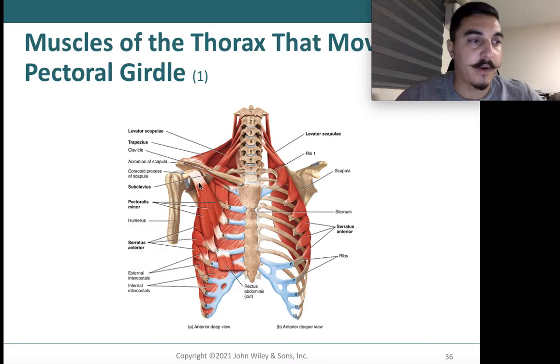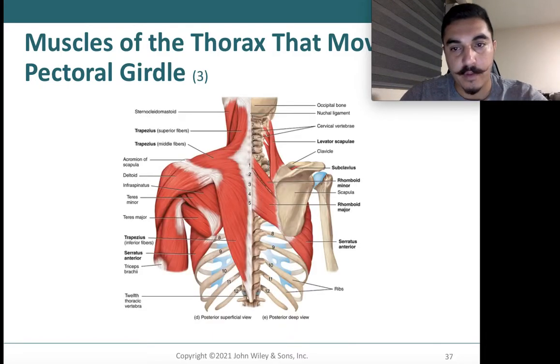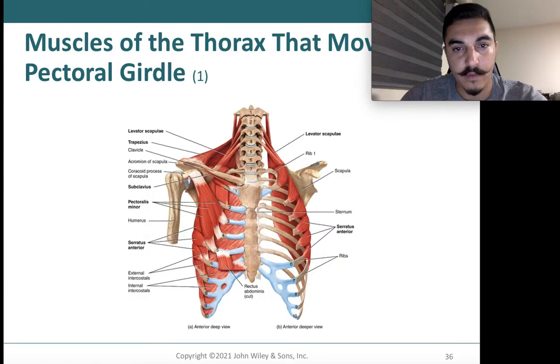We have our superficial. Let me see if it's in this picture or on this picture. Okay. Where am I at? Sorry, let's pass this one.